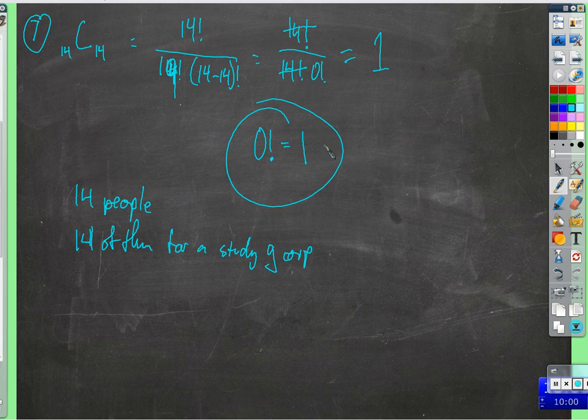You might think that's cheating, or weird, or confusing. But there are times when we look at a new function or a new number system, and I'm talking about we as a global we, as mathematicians. By new, I mean they were new at some point. Factorial was new at some point, and somebody said, well, what about 0 factorial? What would that be? It turns out it needs to be 1. So 14C14 is 1. There's only one way to choose all 14 people to be in a group that does not respect order. It turns out 0 factorial has to be 1.